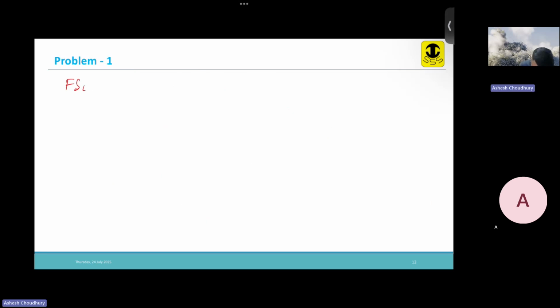So F overturning is equal to 4.7, which is greater than 2.0, so it is acceptable. Now next is the factor of safety against sliding.